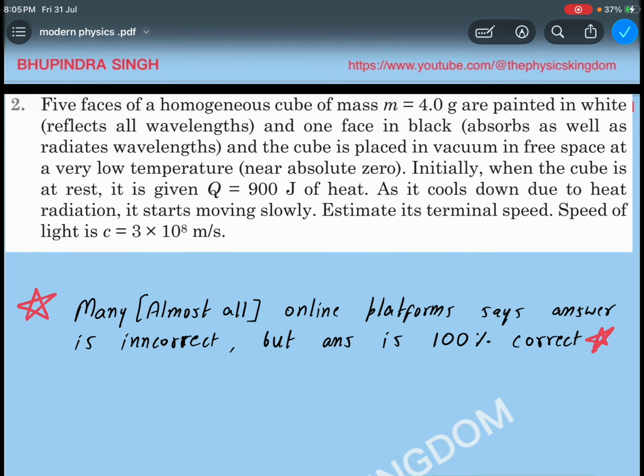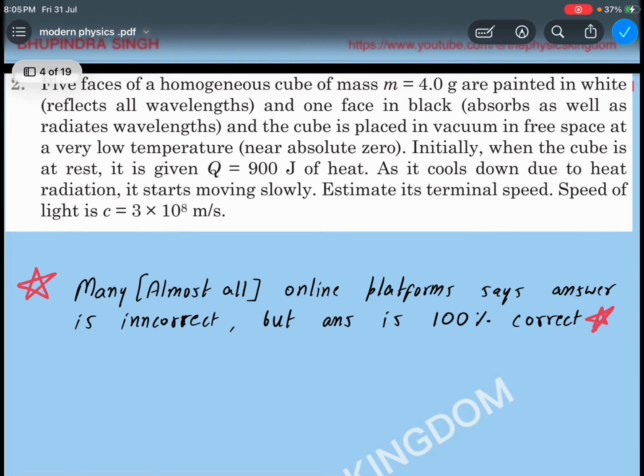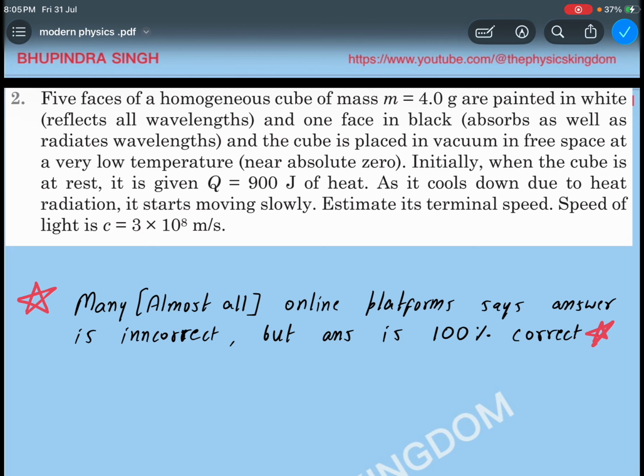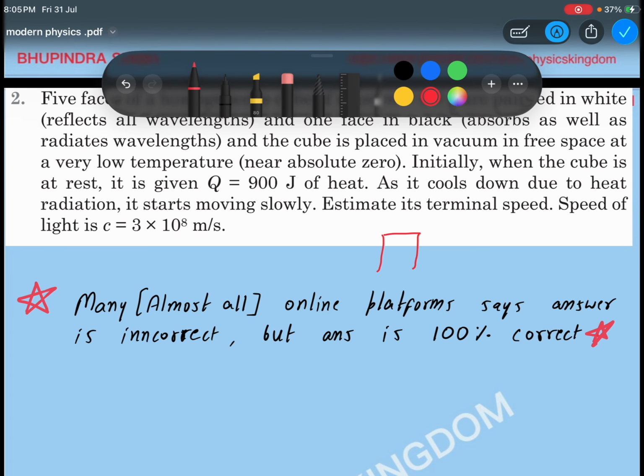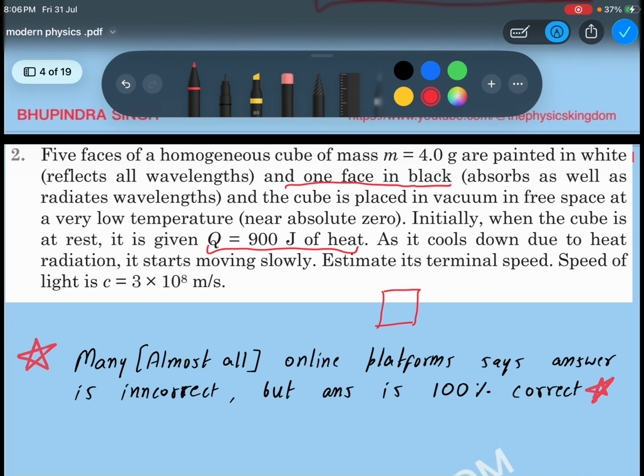Otherwise, the question is very important, right? The question is very simple. I will first explain the question. That is a cube, right? What they are saying is that when the cube is at rest, this much amount of energy is released from it. This you are giving. So obviously this much amount will be released from it, right? One face is black and all the others are what, beta? White. So what they are trying to say is that radiations will come out only from the black surface, right?